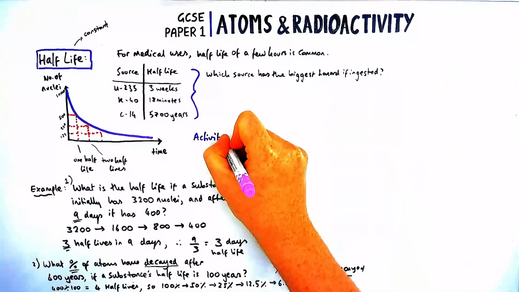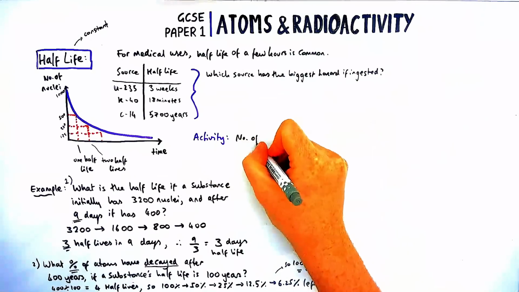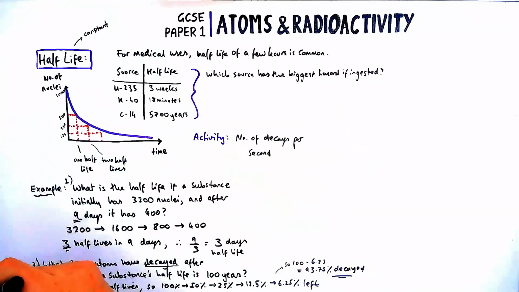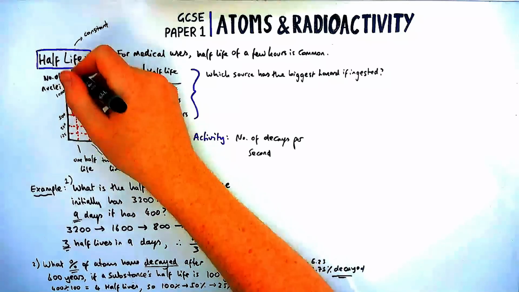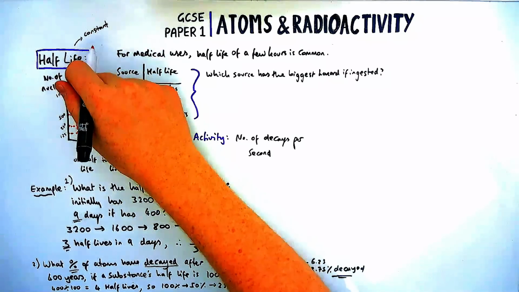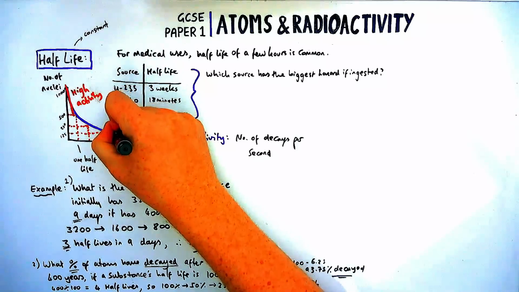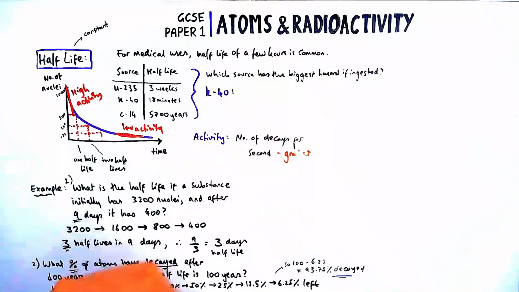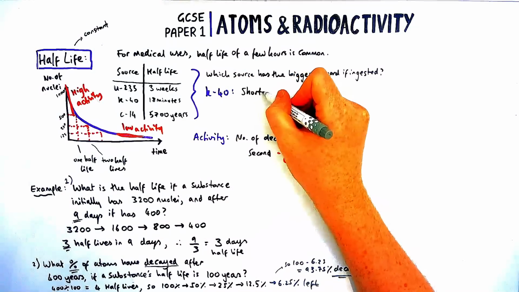Now to understand this, we've got to understand the idea of activity. On the previous part of the video, we looked at activity being number of decays per second. Now for this graph of number of nuclei versus time, the activity, or the rate of decay, is going to be highest at the start where the gradient is really steep, and it's going to be lowest near the end where the gradient is more shallow.